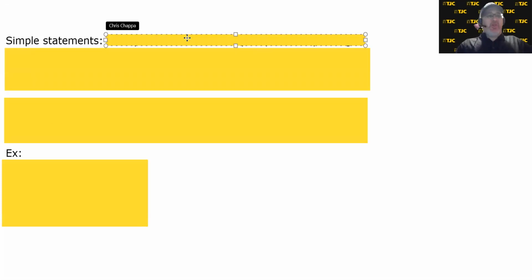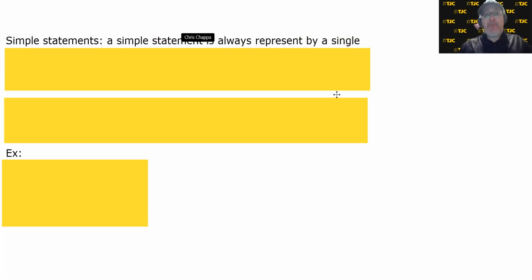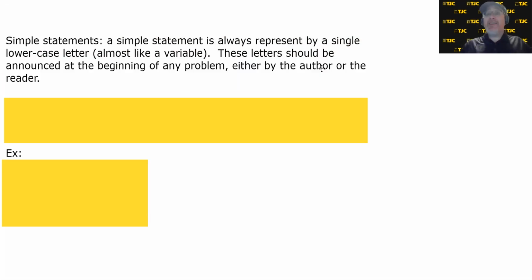So let's start with simple statements, because simple statements are the building blocks for compound statements, and there's an infinite number of simple statements that we could create. My brain is wondering if that statement is true, but there's a lot of them. So how do we symbolize or represent symbolically simple statements? And the answer is really quite simple. A simple statement is always represented by a single lowercase letter, almost like a variable, almost. These letters should be announced at the beginning of any problem, either by the author, whoever wrote the question, or the reader, because sometimes you'll have to say, there's a simple statement, I'm going to give it a name.